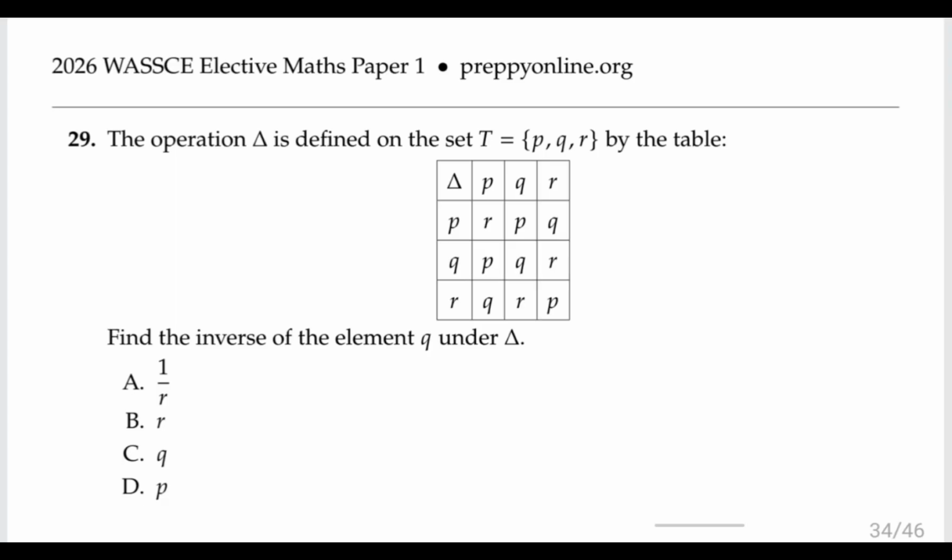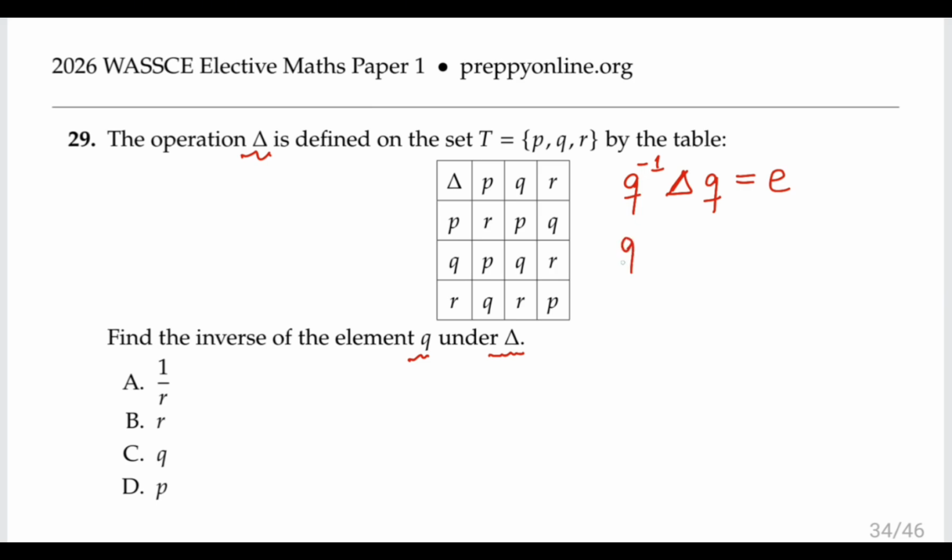Question 29. The operation triangle or delta is defined on the set T equals {P, Q, R} by the table. Find the inverse of the element Q under delta, or under the operation. Well, to find the inverse of Q, if you call it Q inverse, it has this property that when you take the operation of Q inverse with Q, you're going to get a special element called the identity.